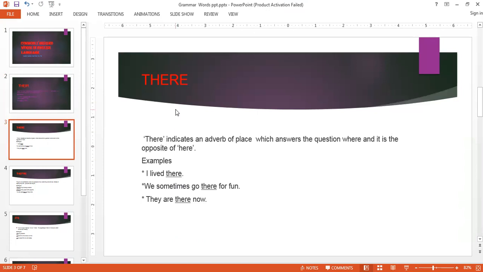Now let's look at the second word. This is there, and there indicates place. It's an adverb of place. It shows where something is, and it answers the question where. And it is the opposite of here. So instead of saying I am here, I can choose to say yesterday I was there. If I'm in another place today, I can say yesterday I was there. So it's the opposite of here, and it usually answers the question where.